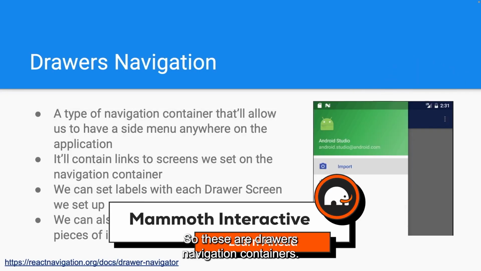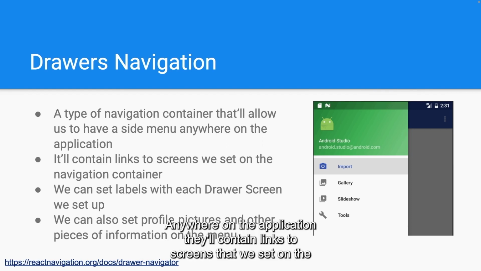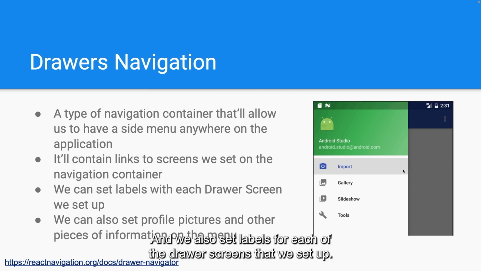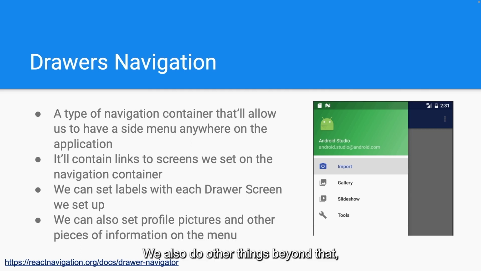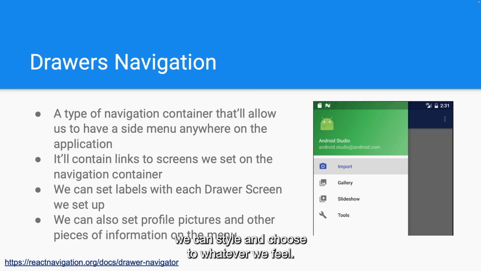So these are drawer navigation containers. Essentially, it's a type of navigation container that allows us to have a side menu anywhere on the application. It'll contain links to screens that we set on the navigation container. So for example, in this case, it's import, gallery, slideshow, or tools. And we can also set labels for each of the drawer screens that we set up. We can also do other things beyond that, such as setting profile pictures and other pieces of information in the menu that we can style and choose to whatever we feel.